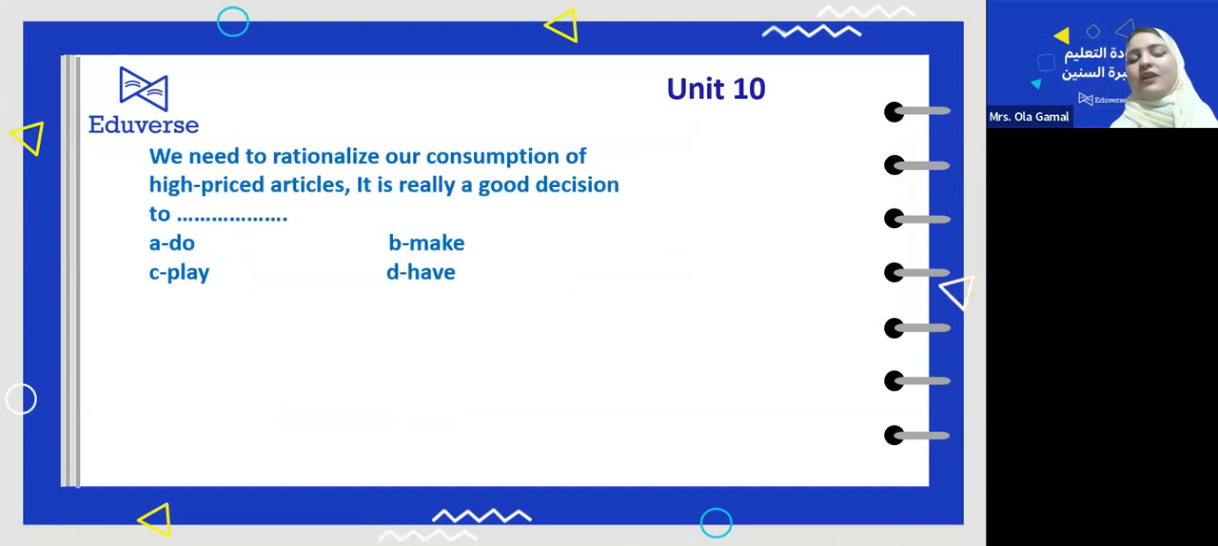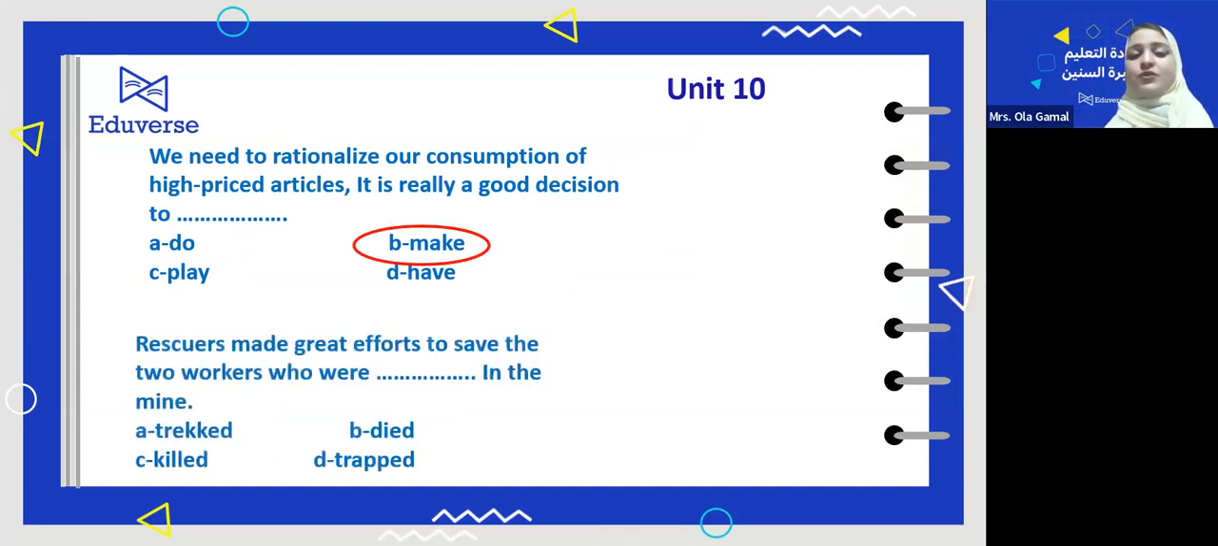We need to rationalize our consumption of high-priced articles. It's a really good decision to what? To do, to make, to play, to have. Try to get it. More than amazing. Make a decision. Make a decision.